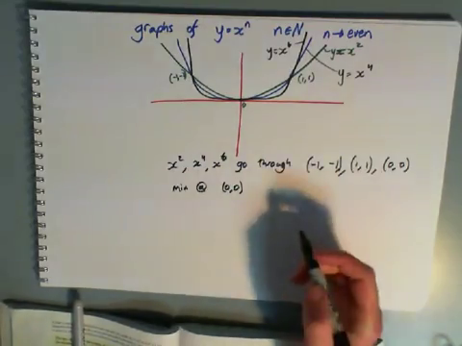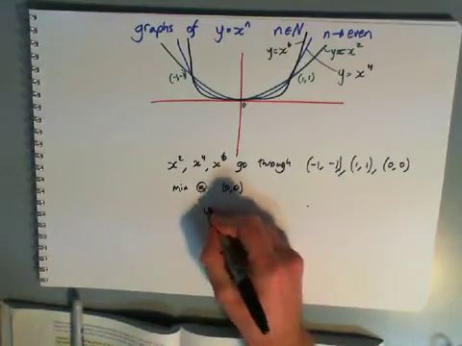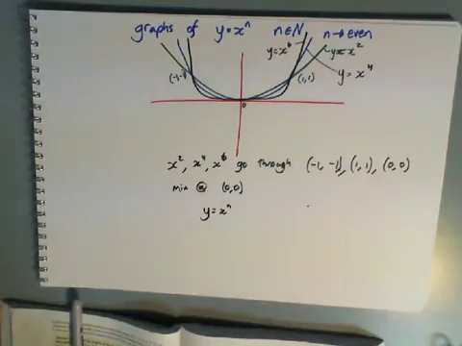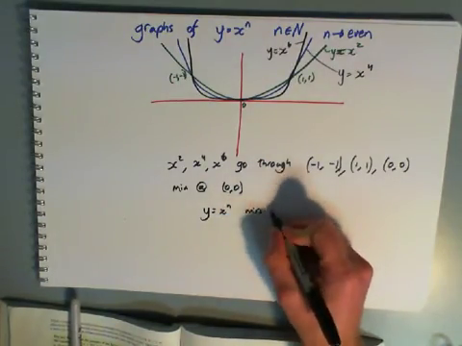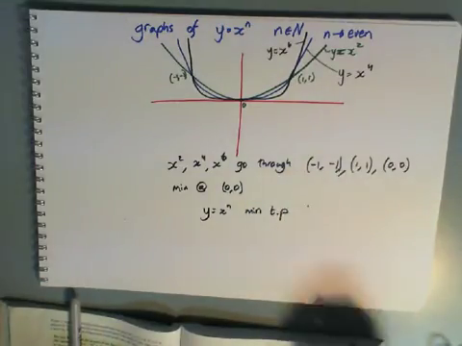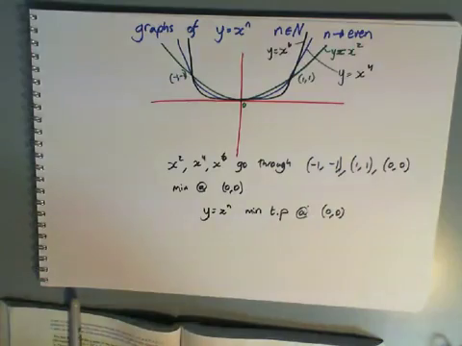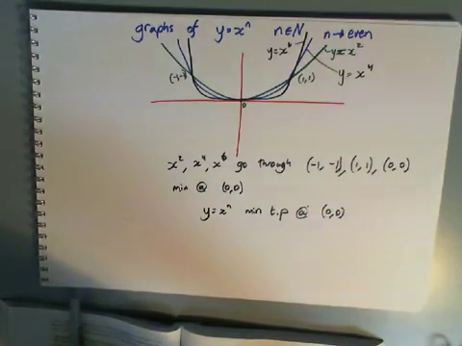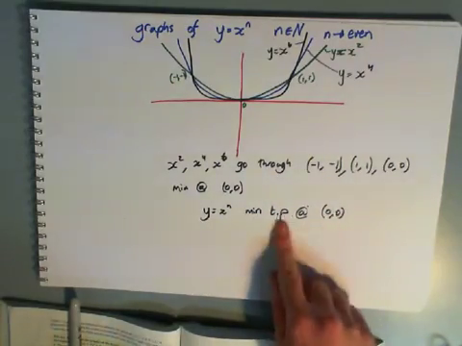So what we can say is, if n is an even positive integer, the graph of y equals x to the n will have a minimum turning point at 0, 0. So similar to our odd degrees where they had a stationary point of inflection, this one has a minimum turning point at 0, 0.